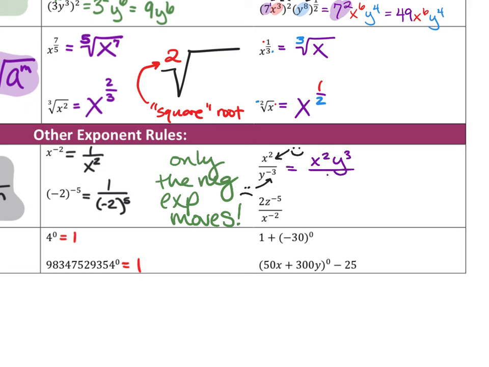Since there's nothing in the denominator, it's really got a 1 down there. And we can simplify this down to just x squared y to the 3rd power. Remember, if the part of that term has a positive exponent, you leave it where it is. Don't move it unless the actual thing that the exponent is touching is negative.